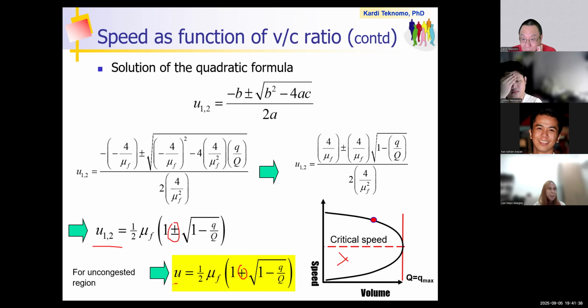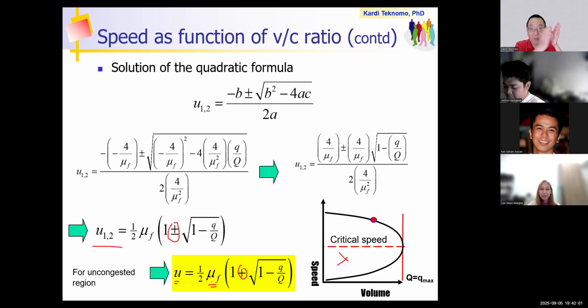So what is this formula about? You use speed as a function of congestion. You have the speed as a function of congestion. Of course, you will need to have the parameter here, which is the free flow speed.